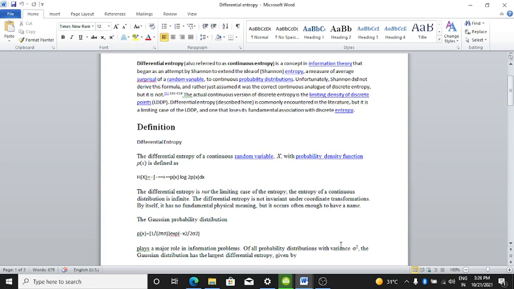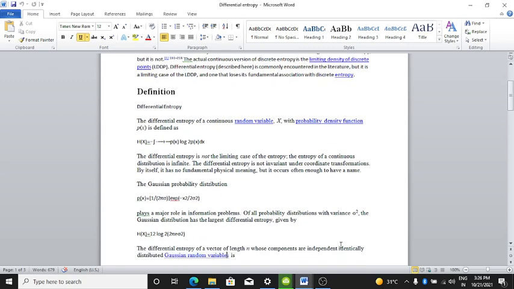The Gaussian probability distribution p(x) = 1/√(2πσ²) exp(-x²/2σ²) plays a major role in information theory. Of all probability distributions with variance σ², the Gaussian distribution has the largest differential entropy, given by h(X) = 1/2 log(2πeσ²). The differential entropy of a vector of length n whose components are independently identically distributed Gaussian random variables. Okay, this is the last concept.